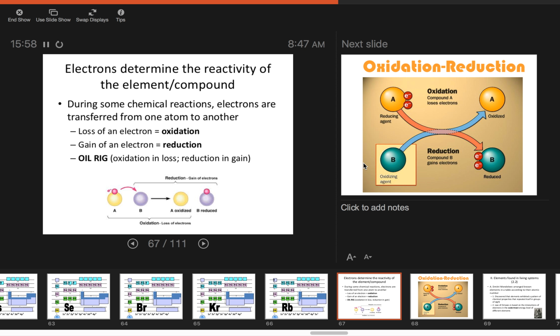So you have to know the difference between oxidation and reduction, and I do have a little mnemonic device you can use. It's called OIL RIG. Oxidation is loss, reduction is gain. Here's this diagram showing the oxidation process. Here's element A, and it's going to give up that electron. So it's losing its electrons, it has become oxidized, and then element B gains that electron, thus being reduced.